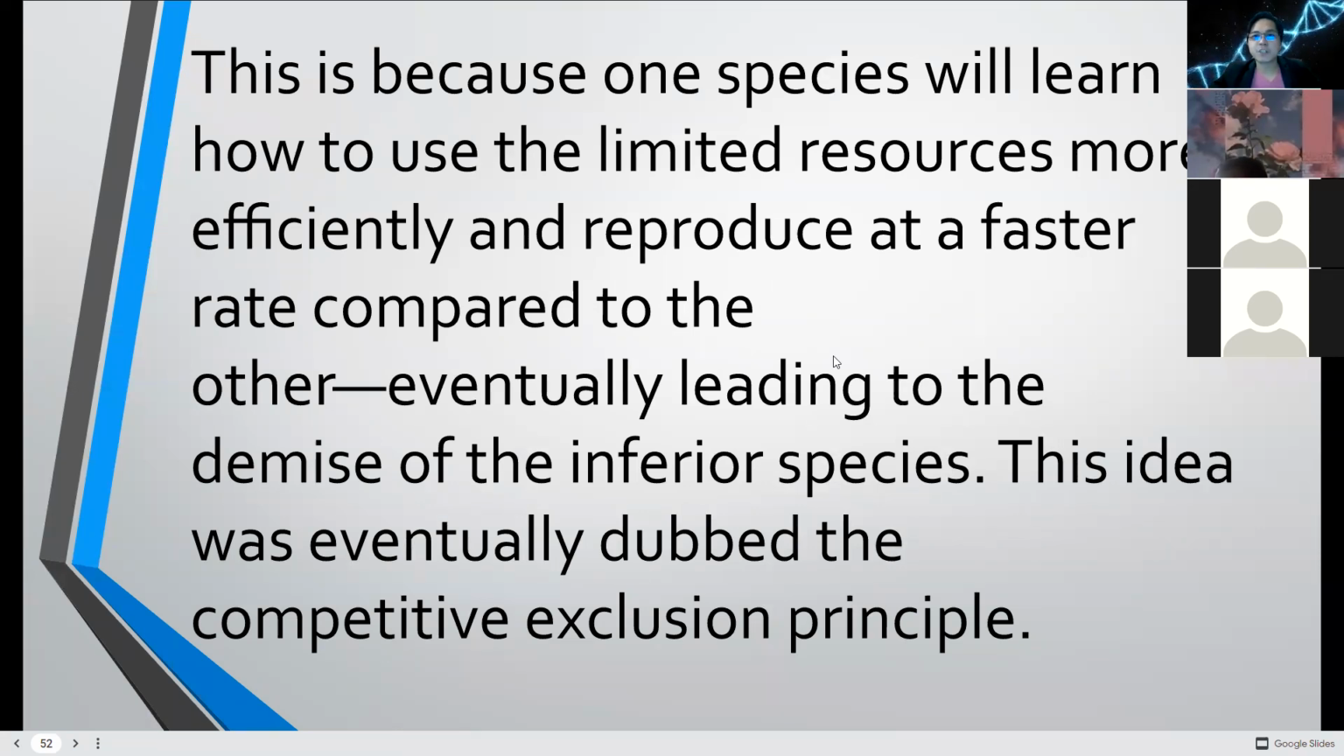This is because one species will learn how to use the limited resources more efficiently and reproduce at a faster rate compared to the other, eventually leading to the demise of the inferior species. This idea was eventually dubbed the competitive exclusion principle. The other organism has learned how to maximize the limited resources and reproduce faster. So the tendency is that the inferior species eventually goes extinct in the process.